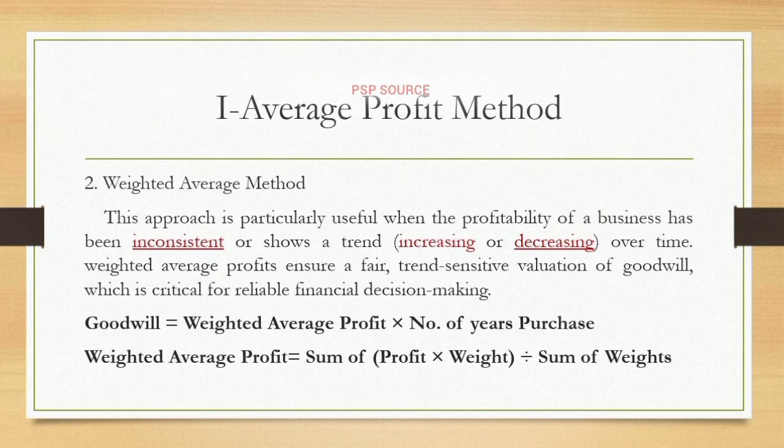The formula of the weighted average method is: goodwill equals weighted average profit into number of years of purchase. Weighted average profit equals sum of profit into weights, divided by sum of weights. Once we solve the problem, it will be easier for you and more understandable. We'll work it out in our next videos.